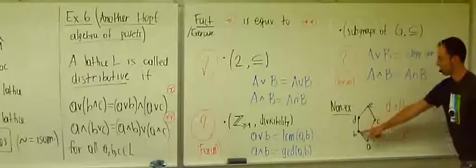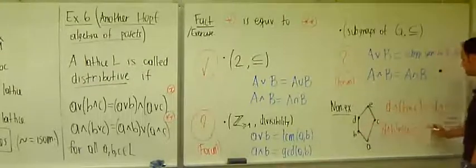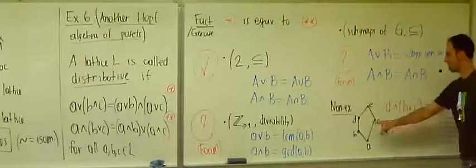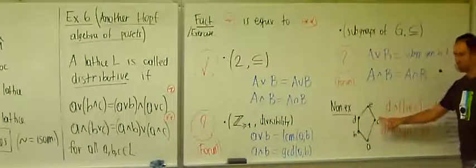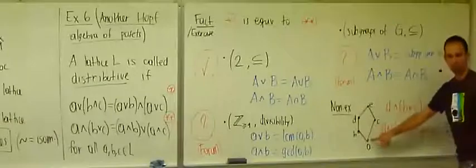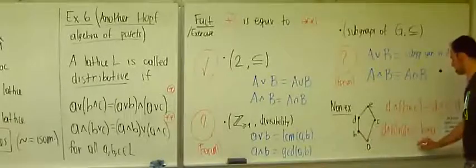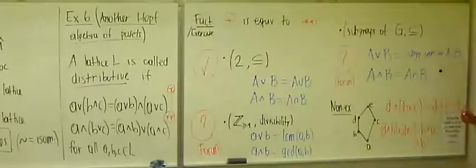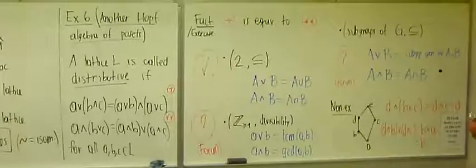D meet B, okay, I hope this works out. D meet B is B, join D meet C is A, and the join of B and A is B. So these are different from each other. Okay, good. It's kind of improvised, but it worked out.